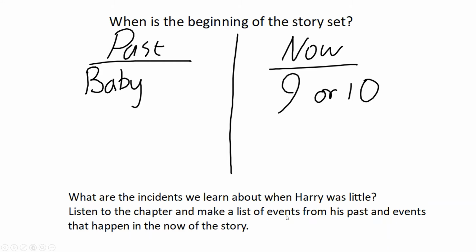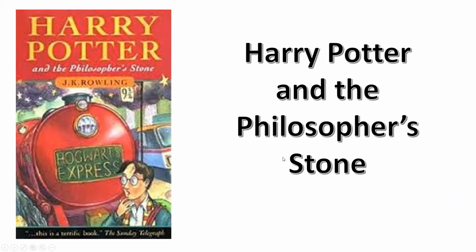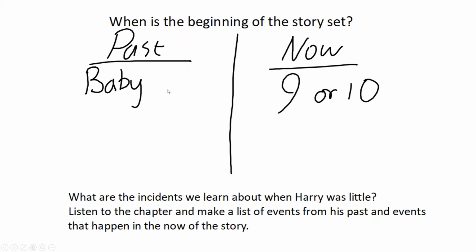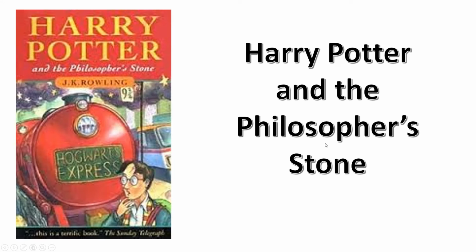So listen to the chapter, and I want you to make a list of events from his past and the events that happen in the now of the story. So see if you can come up with 4 or 5 from each. And once you've done that, then we'll move on to our next lesson. So Harry Potter and the Philosopher's Stone, and this is lesson 1. What we're going to do then is you're going to listen to it, you're going to have a go at thinking what's in the past, thinking what's in the now, and then we'll move on to our next lesson.